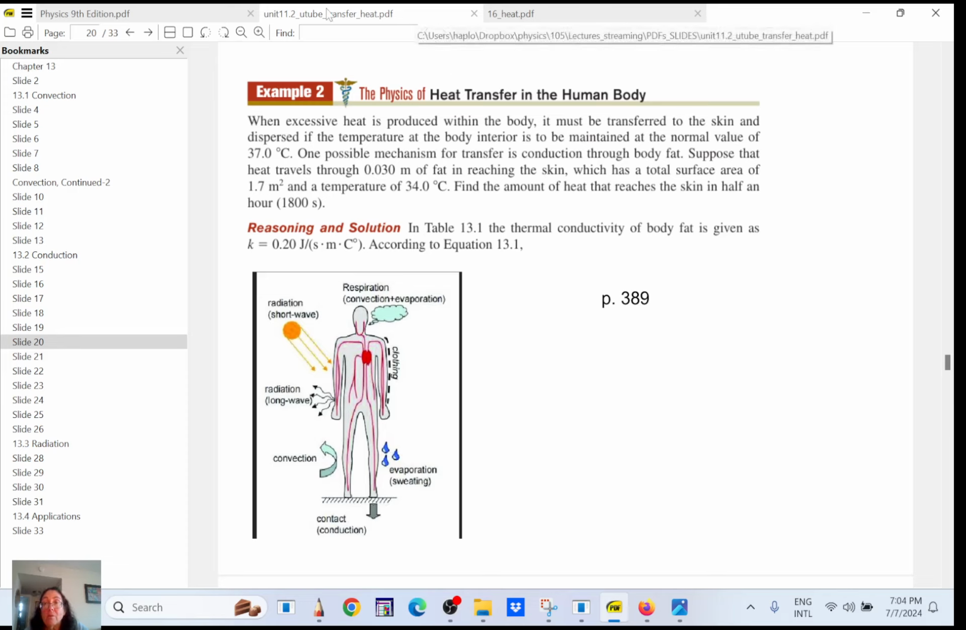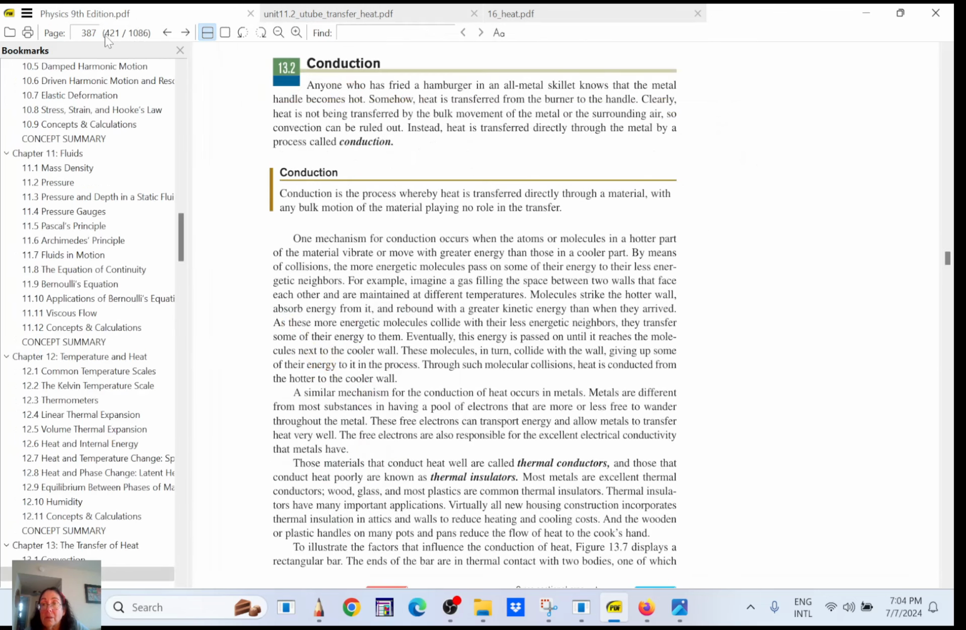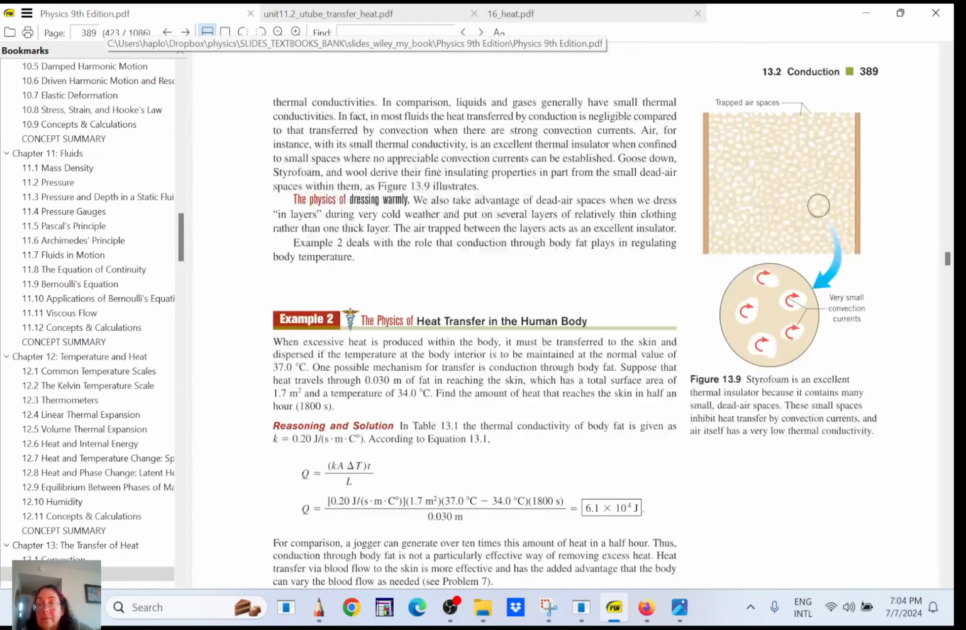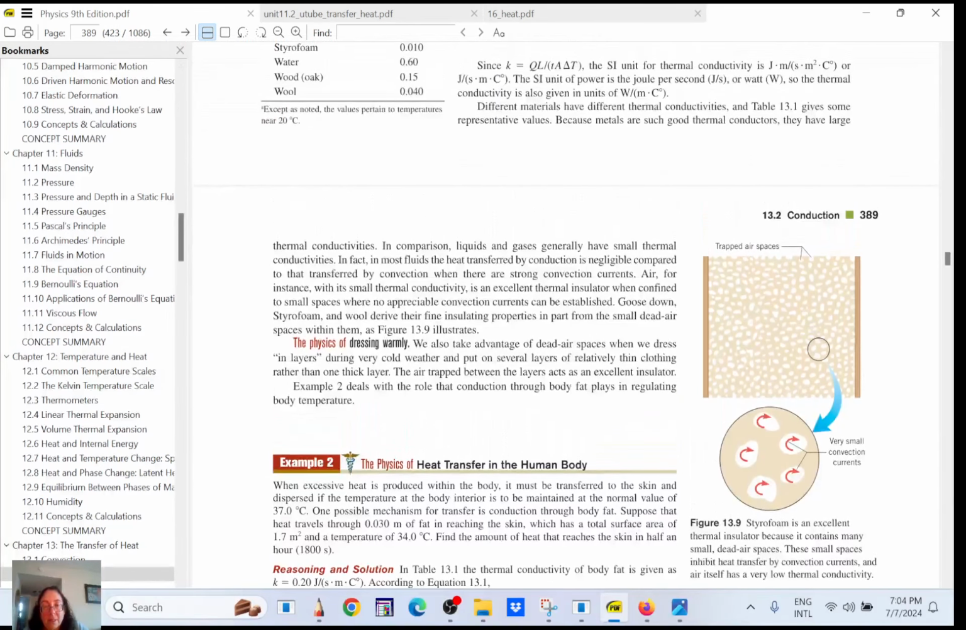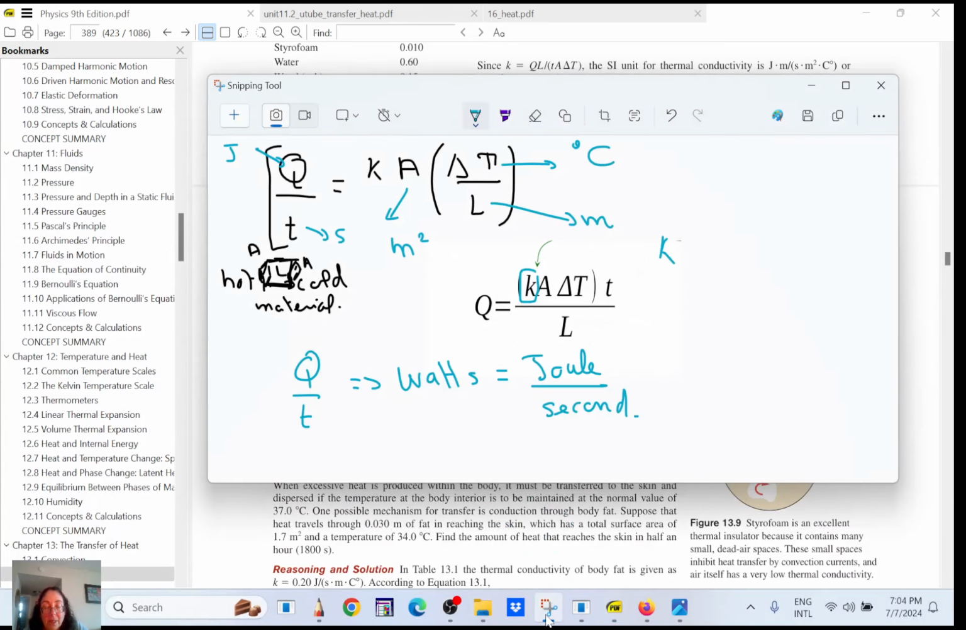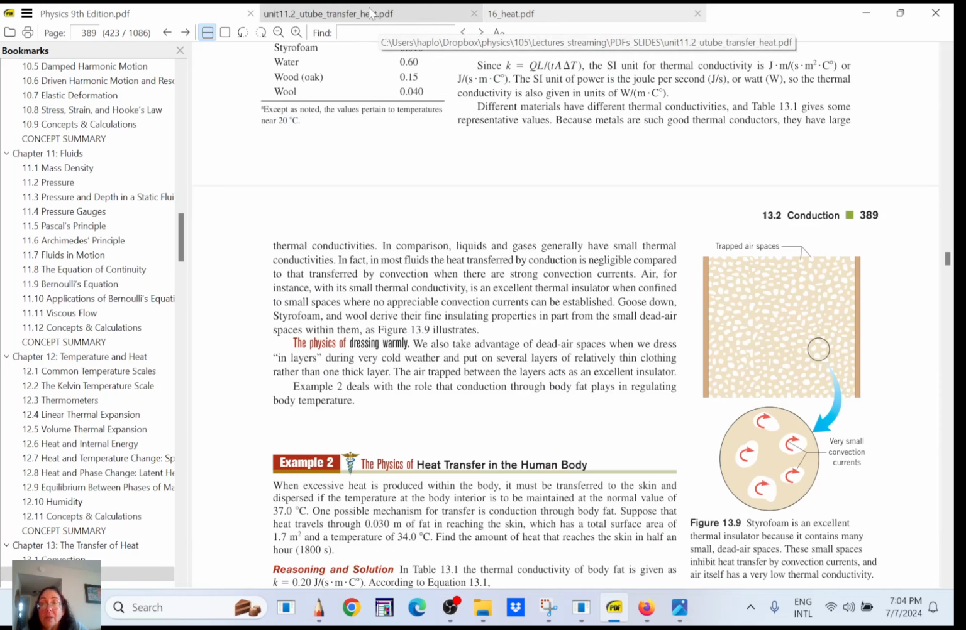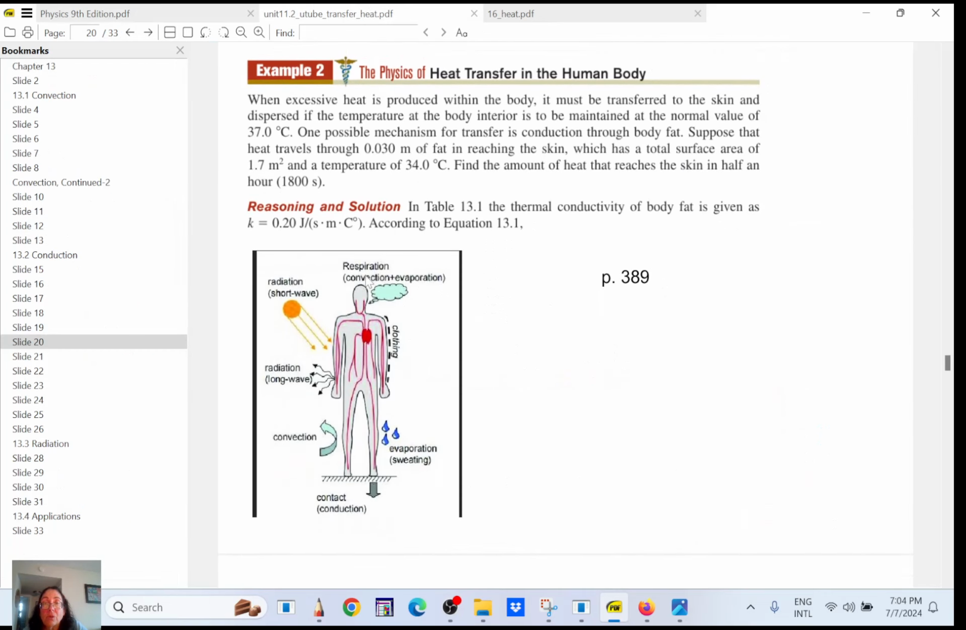This comes from your book, page 389. It's an interesting example. Let's go back to my slide. You can stop the video and try to do it.